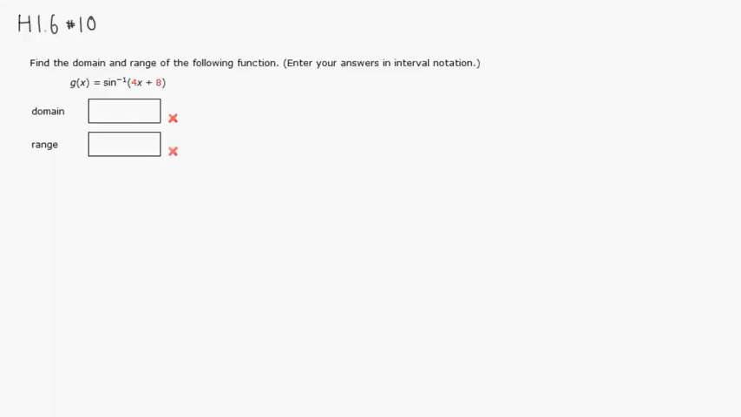Alright, so remember that if you have y equals arcsine of x, the sine function is not one-to-one, so we have to restrict the domain to come up with the inverse function. So the domain of arcsine is going to be the range of the original sine. Sine is always going between -1 and +1, so the domain would be -1 to +1.